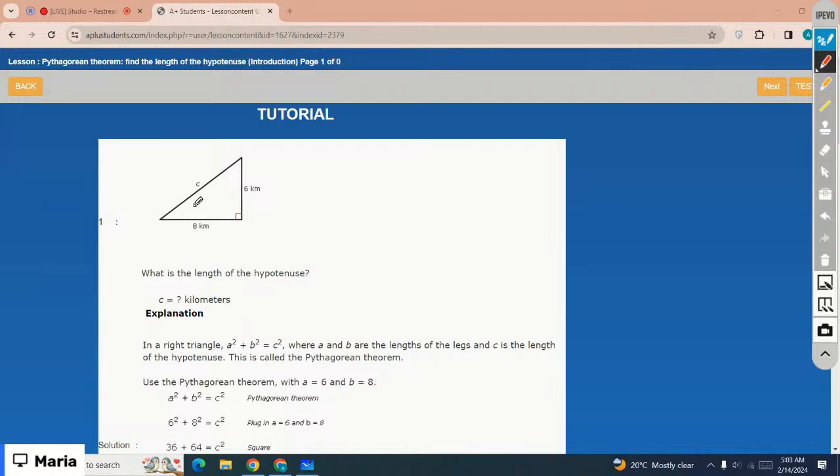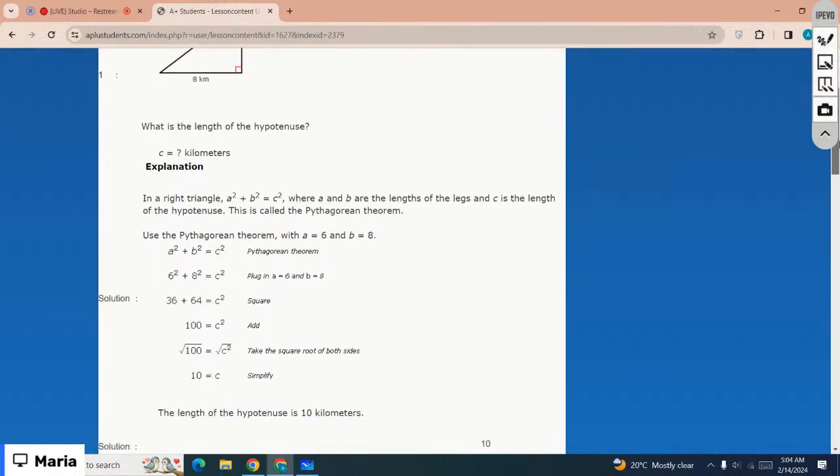In the right angle triangle, the sum of squares of these two sides equals c square. C square equals a square plus b square. This is a, this is b. The sum of squares of the two sides must equal the hypotenuse square, where a and b are the lengths of the legs and c is the length of the hypotenuse. This is called the Pythagorean theorem. You just have to put the values in the formula. Keep this very important thing in your mind.